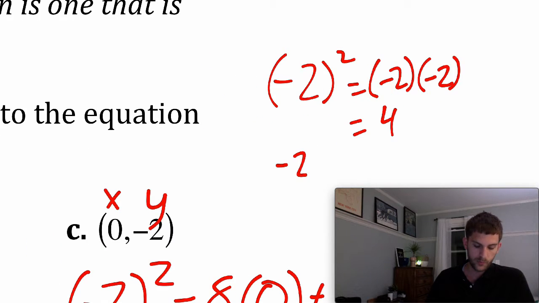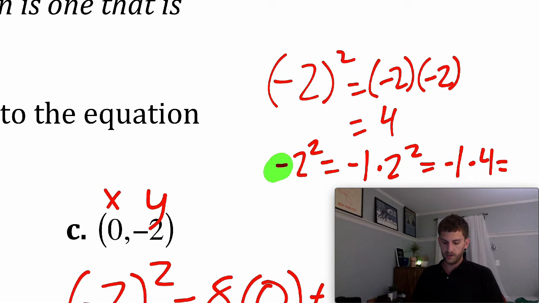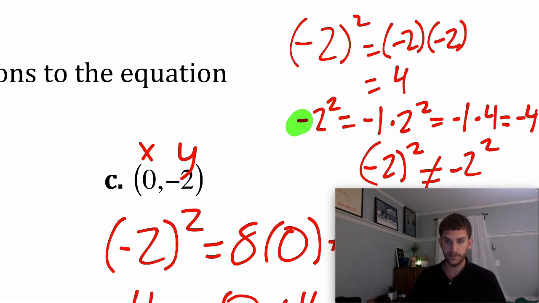Now, if you don't put it in parentheses, you have -2 squared. What this really means is the negative symbol is kind of like its own operation. When you see a negative symbol, think as if there's a -1 there. So it's -1 times 2 squared, which would be -1 times 4, or -4. So with that in mind, -2 squared is not the same as (-2) squared. Let me zoom. Make sure when you're plugging these in that you're plugging them into parentheses, please.